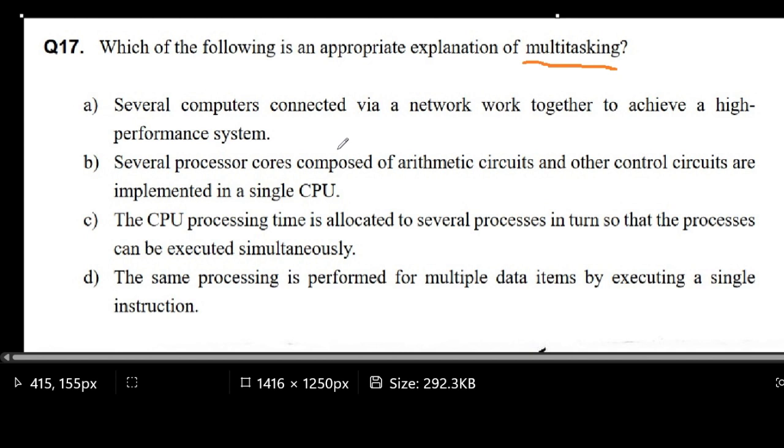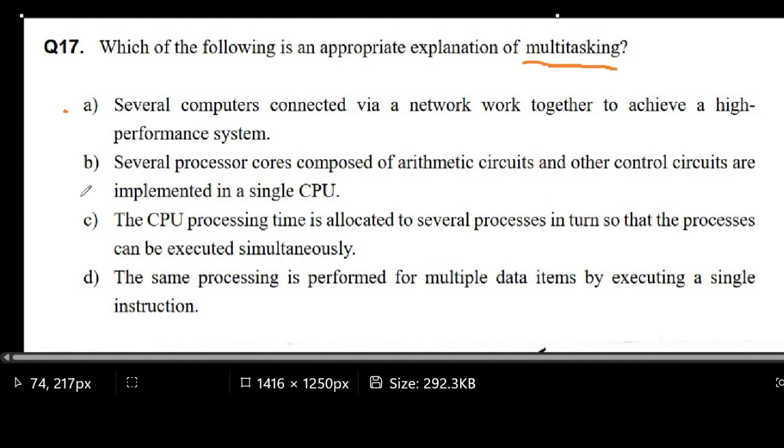So for the first, letter A, it's saying that the word multitasking can be explained with this sentence where we got several computers connected via network and they work together to achieve a high performance system. It seems okay, so we'll put a mark here, but we still have to look into the other choices. So let's move on to the next one, which is letter B.